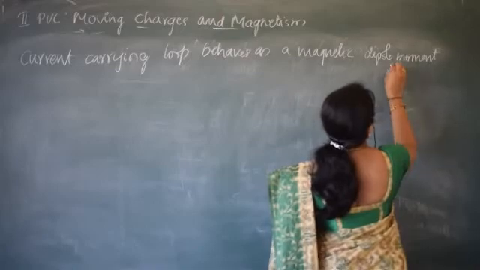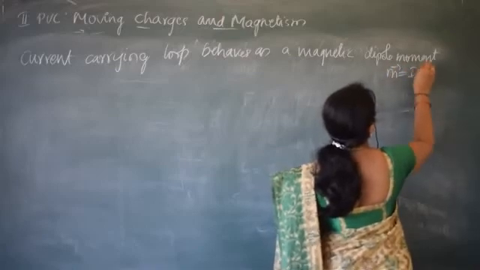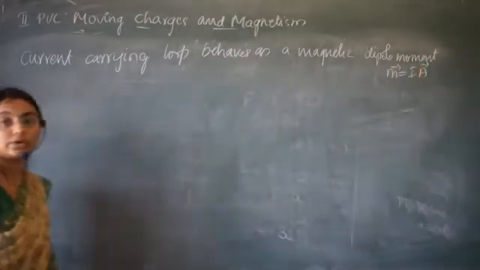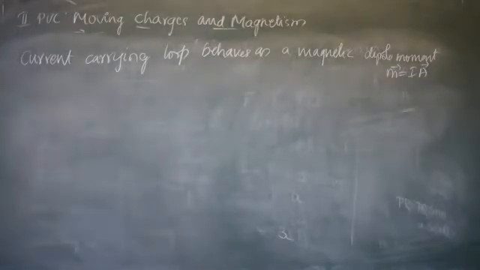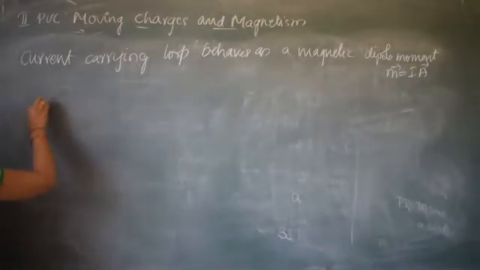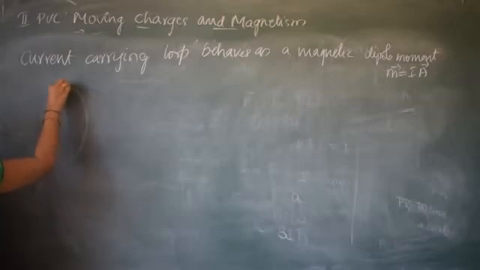That is, M vector is equal to I into A vector. It behaves as a magnetic dipole moment. We have to show how. Let us consider a circular coil. We have used Biot-Savart's law, correct? Using that we have derived.